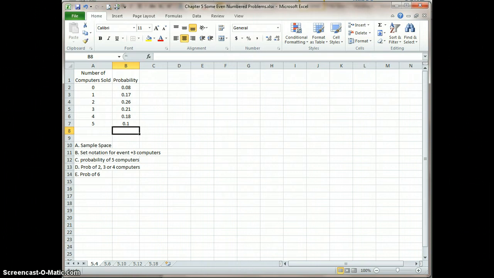So we'll start with problem 5-4 with the manager of the computer store. You can see that he's been tracking the number of computers sold, and we've got probabilities for selling 0 up to selling 5. One of the first things I want to show you is that I've listed all the probabilities there. If I hit the auto sum button, it automatically guesses correctly the range I want, which is great. I'll just click enter and it adds up to 1.